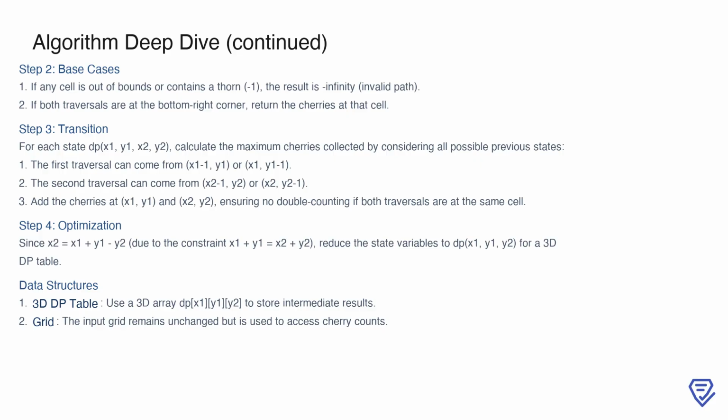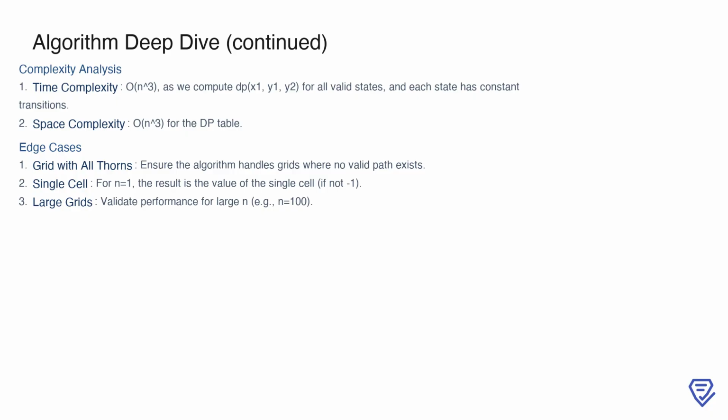To reduce the complexity further, we observe that x2 can be expressed in terms of x1, y1, and y2 due to the constraint x1 plus y1 equals x2 plus y2. This allows us to simplify the state representation to dp(x1, y1, y2), reducing the dimensionality of our dp table to 3. Analyzing the optimized solution, we find that its time complexity is O(n cubed). This is because we calculate dp(x1, y1, y2) for all valid states, and each state requires a constant number of transitions. The space complexity is also O(n cubed), as we store intermediate results in a 3D dp table.